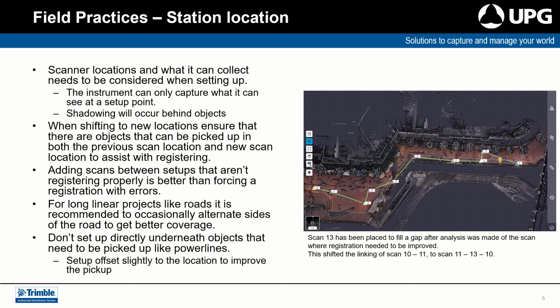For long linear projects like roads, it's recommended to occasionally alternate sides of the road to get better coverage and combine it with different processing and capture techniques to achieve the best results. Don't set up directly underneath power lines and objects that need to be picked up. Make sure that things are offset slightly to achieve the best results as well.